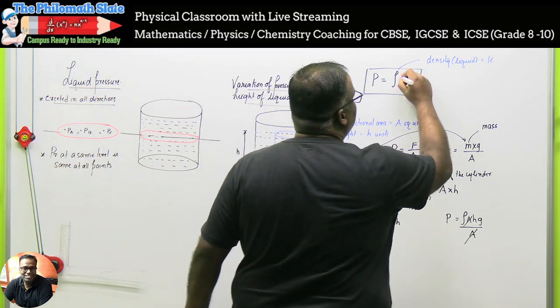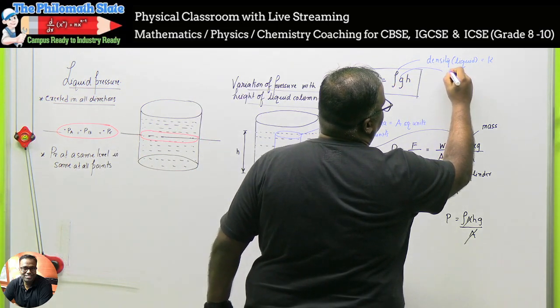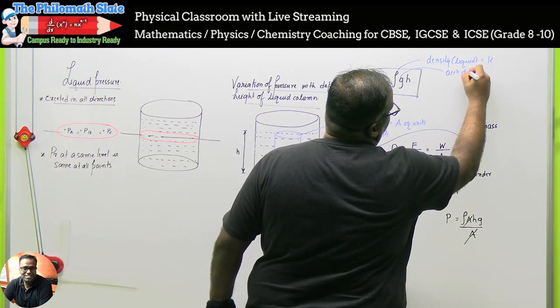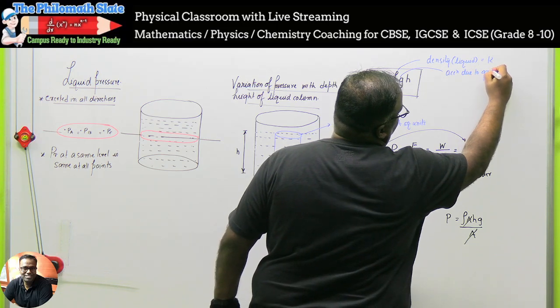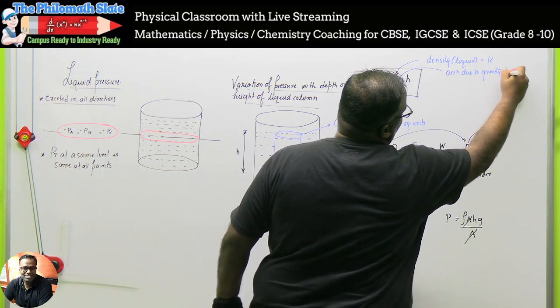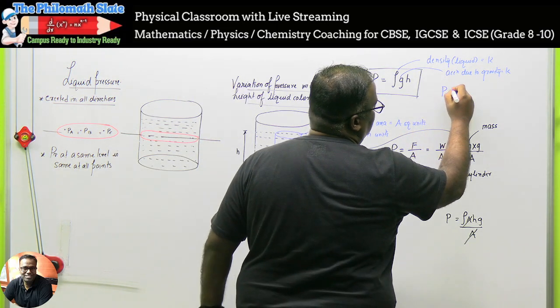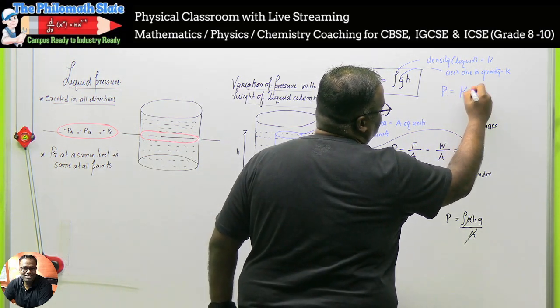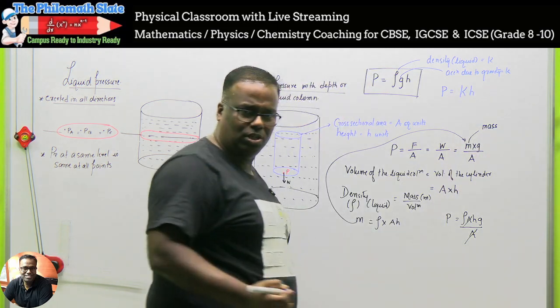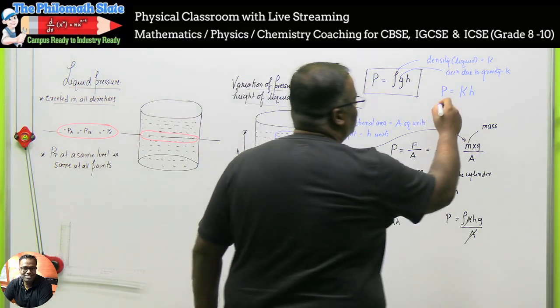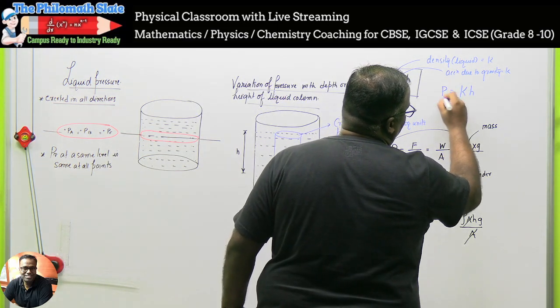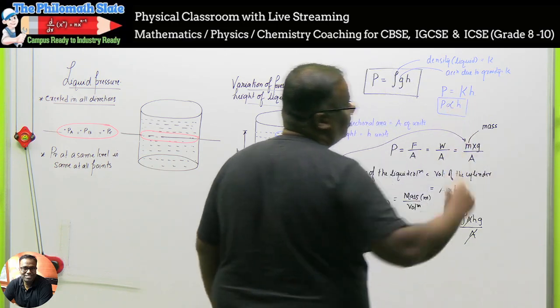Don't you think G is also constant? This is acceleration due to gravity. Isn't it constant? Yes, constant. So I am now taking pressure equal to some big constant K times H. Both are constant, na? So can I write pressure is directly proportional to H? This is a big finding.